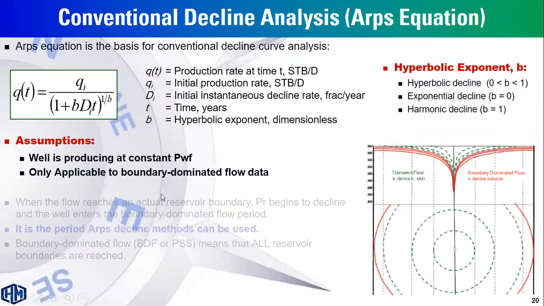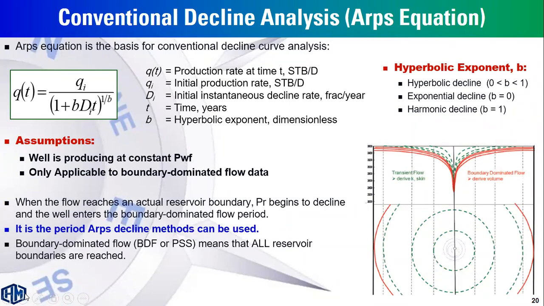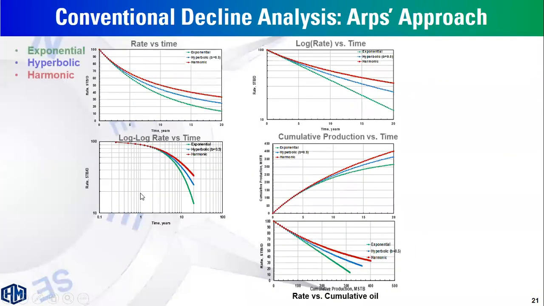But you have to consider the major assumptions for this technique. We assume the well is producing at constant bottomhole flowing pressure, and the Arps equation is only valid during the pseudo-steady state flow or boundary dominated flow. This is the basic assumption or limitation for the Arps equation. So this is the typical relationship of flow rate versus time. We have three approaches, exponential, hyperbolic, and harmonic, based on the hyperbolic exponent b.